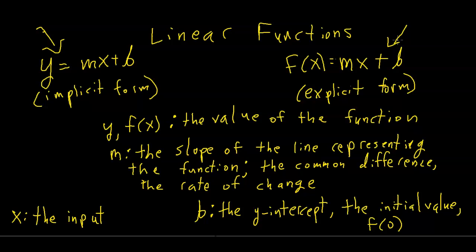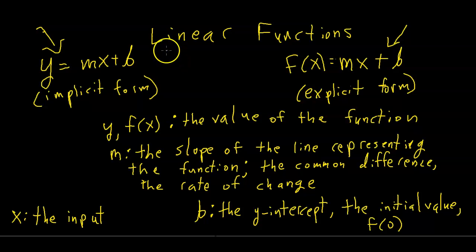Let's remember that in this case, y, or f of x, is the value of the function, right? That's the output of the function. M is the slope of the line representing the function. It's also the common difference of the output, and it's also the rate of change. X is the input of the function. And b is the y-intercept of the line that represents the function. That's the point where the line intersects the y-axis. It's also the initial value of a linear relationship. And it's also the value of f of 0, right?